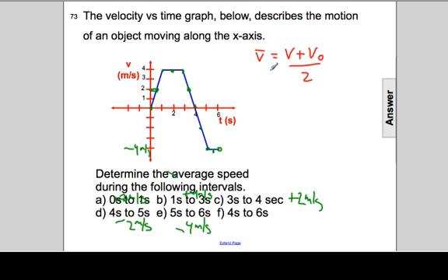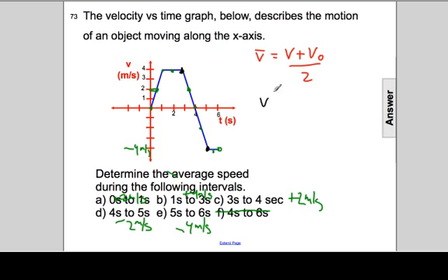And then the next question is, what is the average speed from 4 to 6 seconds? We're going to change this one. Let's consider a different interval. Let's consider the average speed between 3 seconds and 5 seconds. And we'll apply this one.